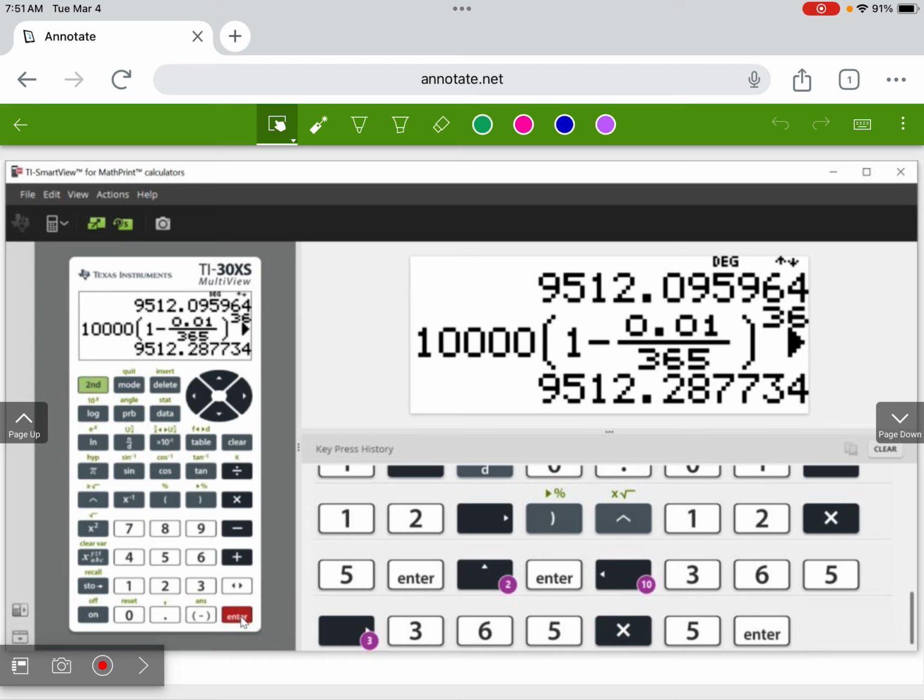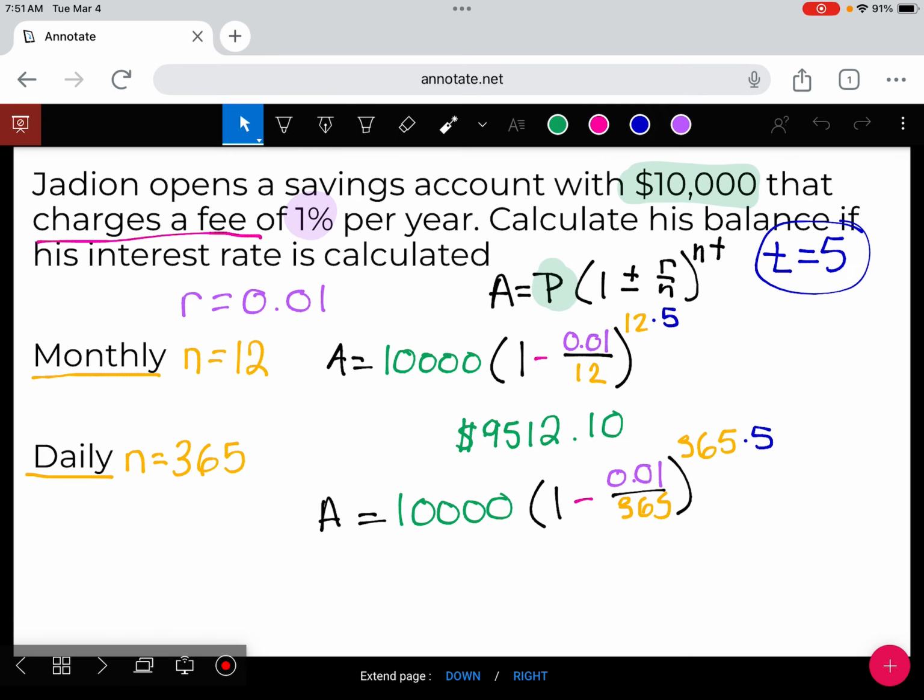And we wind up with almost the same answer. What's different between our 2 settings? He got a different amount of change. So this time he's going to wind up with 29 cents. He still got $9,512, but now he's got 28 cents.